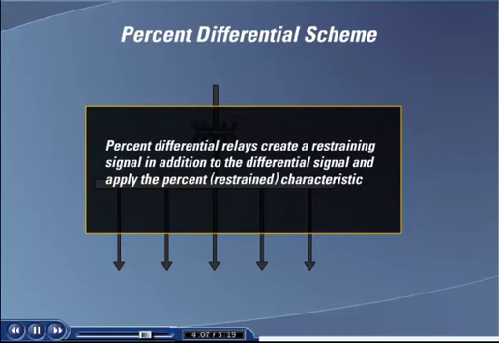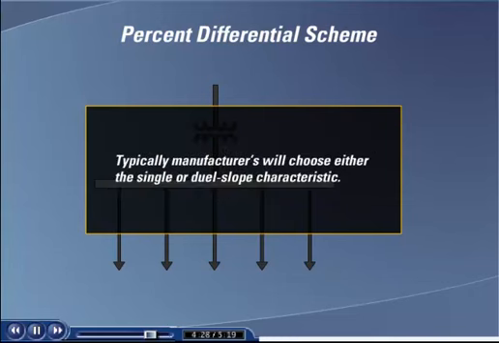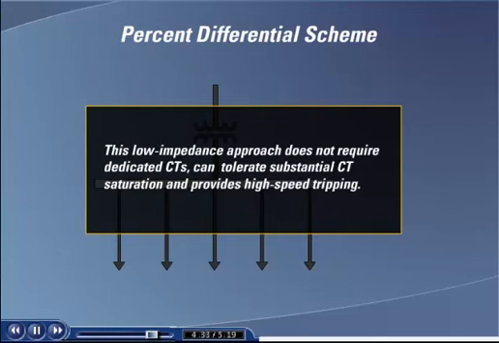Percent differential. Percent differential relays create a restraining signal in addition to the differential signal and apply the percent or restrained characteristic discussed earlier. The differential current I_D is the resultant of the vector sum of all currents feeding the bus, while the choices of the restraining signal include sum, average, and maximum of the bus currents. Typically, manufacturers will choose either the single or dual slope characteristic. This low impedance approach does not require dedicated CTs, can tolerate substantial CT saturation, and provides high-speed tripping.